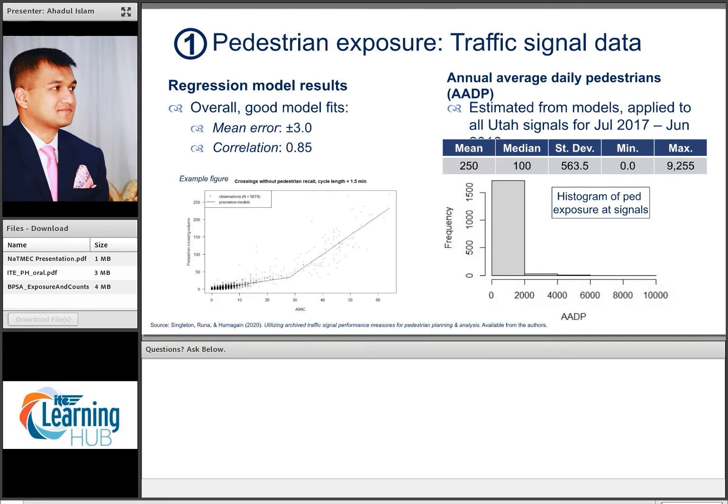Based on the result of that project, we applied the estimated model over the time period of 1 year from July 2017 to June 2018 to extract annual average daily pedestrian volume, which we call AADP. You can see the descriptive statistics and histogram of the pedestrian exposure data here.